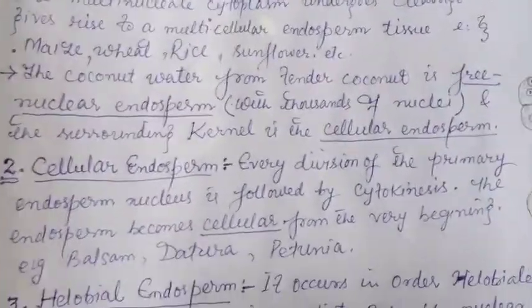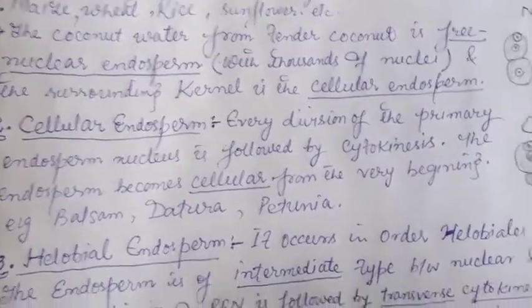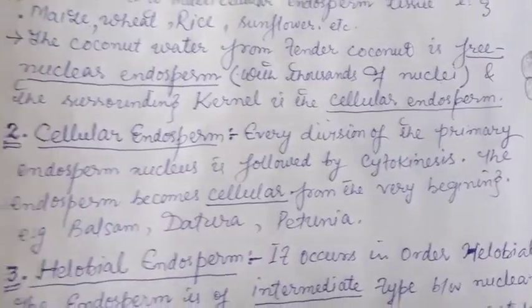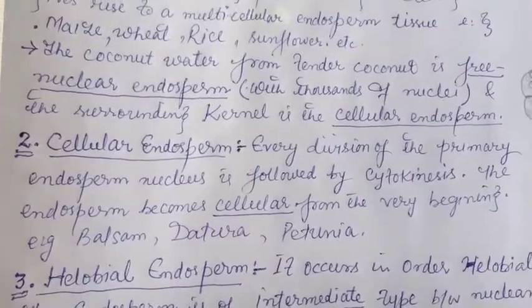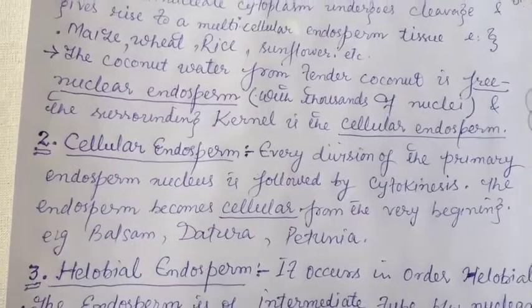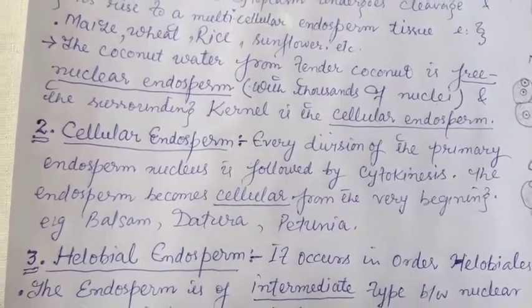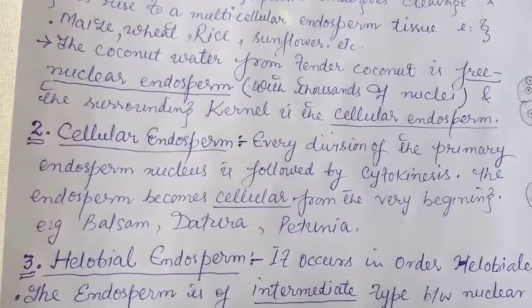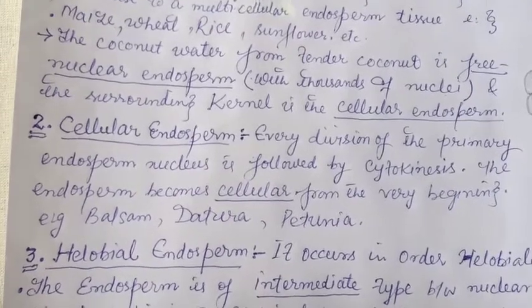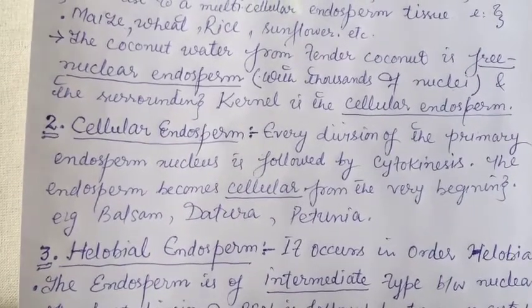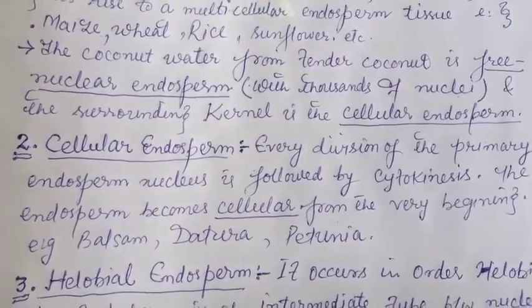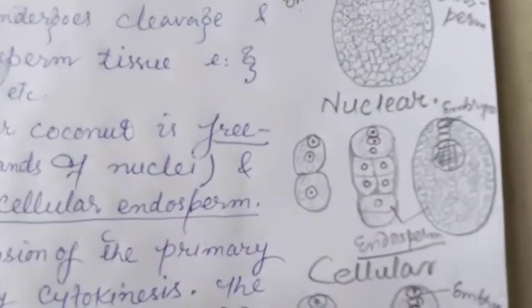And the second one is the cellular endosperm. Every division of the primary endosperm nucleus is followed by cytokinesis, that is the wall formation, that is the formation of the cells. The endosperm becomes cellular from the very beginning, for example, balsam, datura, and petunia. This is the view of the cellular endosperm.